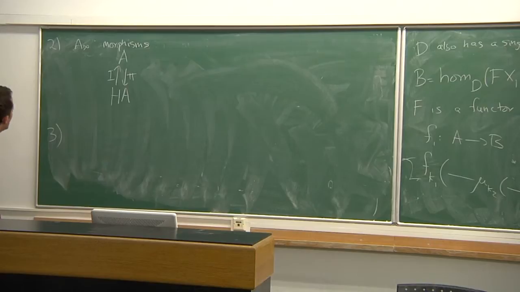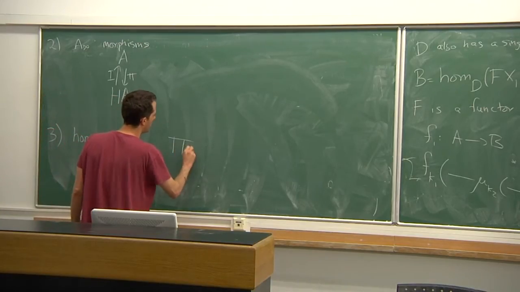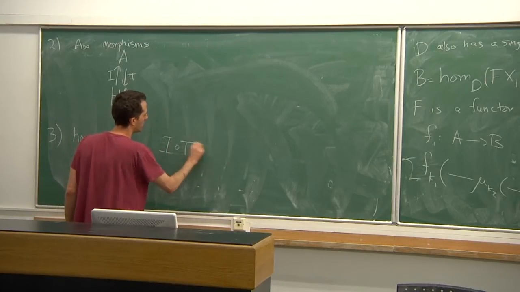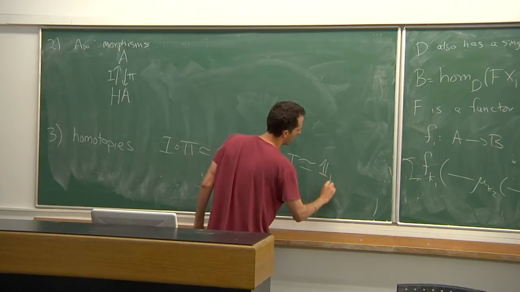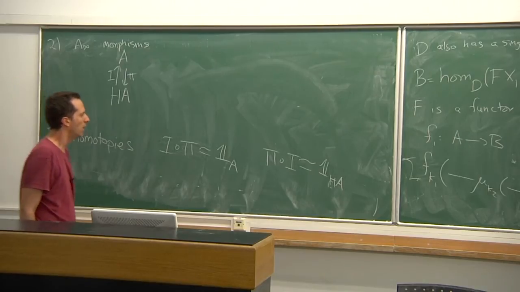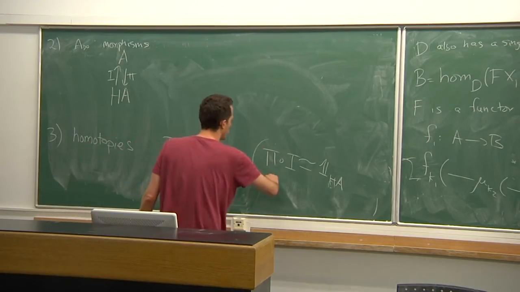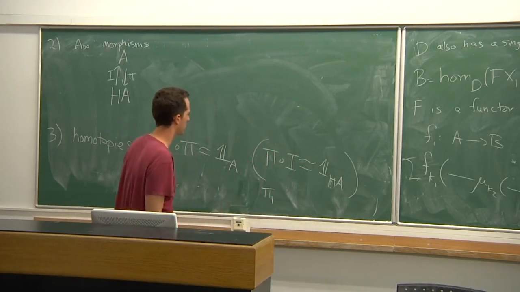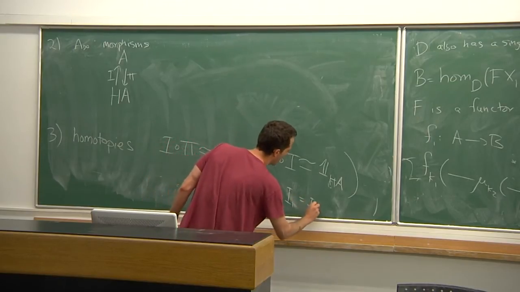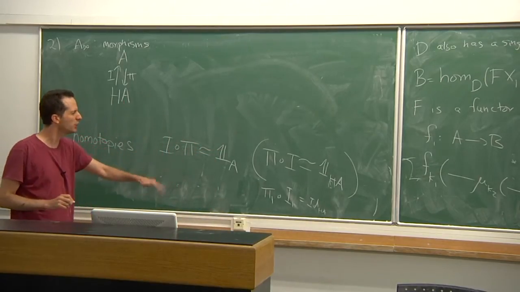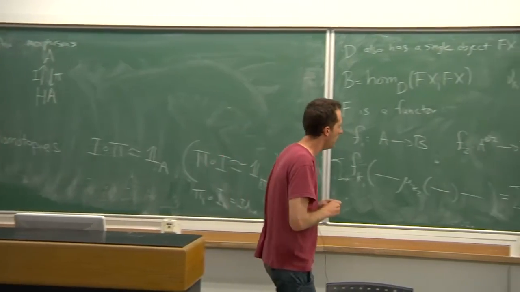And the third part is that we have homotopies. Okay, maybe I'll write it in a different order. So I composed with pi is homotopic to the identity on A, and pi composed with I is homotopic to the identity on HA. Now, I want to say that this is a nice formulation, but what we actually want in order to save ourselves some headache is to replace this condition by the less pleasing aesthetically but more convenient condition that the composition of the first component of pi and the first component of I is equal to the identity on HA. Okay, so you can think of it as a kind of normalization. It implies these are actually equivalent formulations. So this is what we'll prove, or sketch the proof. So that's the first lemma.